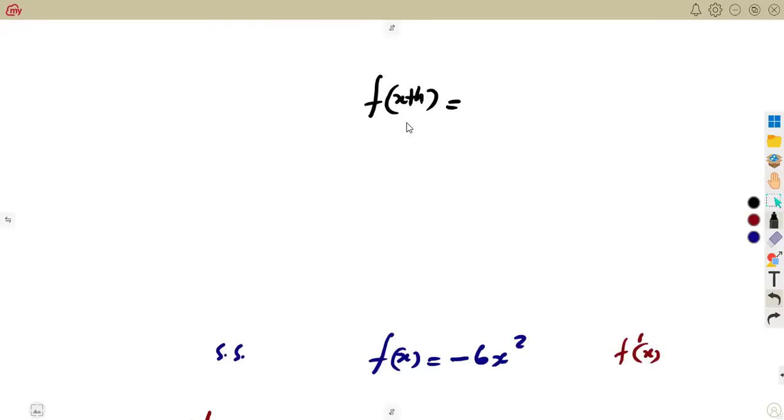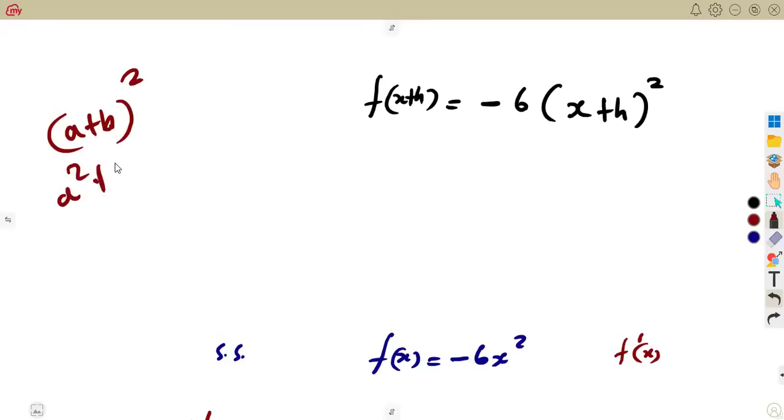I talked about this, guys. You substitute where x is. You put what? x plus h. So it will be minus 6, where you see the x here, put what? x plus h. So that's x plus h squared. So guys, if you know the expansion of a plus b squared, that it's a squared plus 2ab plus b squared.